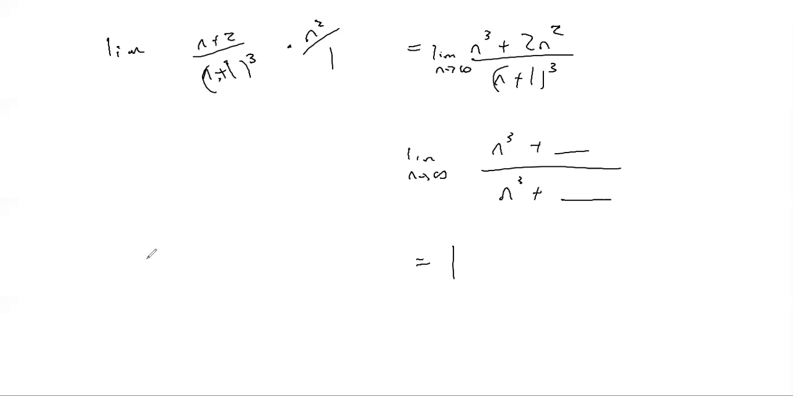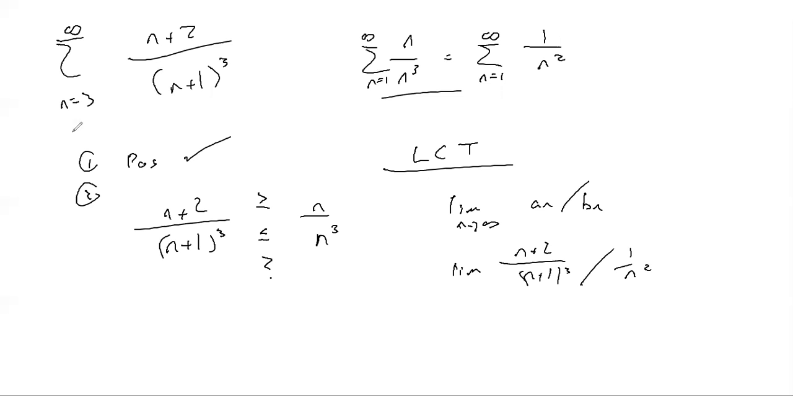Okay, what does limit comparison test say? If the limit of an over bn is a number greater than 0 and less than infinity, then the two series do the same thing. So from my limit comparison test, I know my original series and this series do the same thing. I know this series converges by p-test, so that means my series converges. Okay? So how would I write out this one?